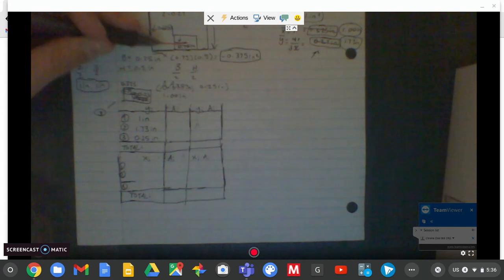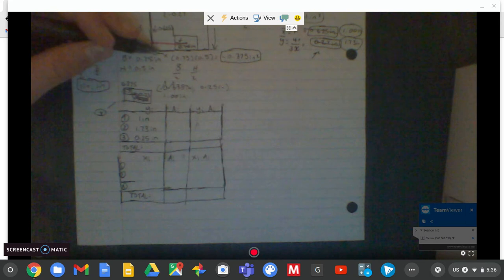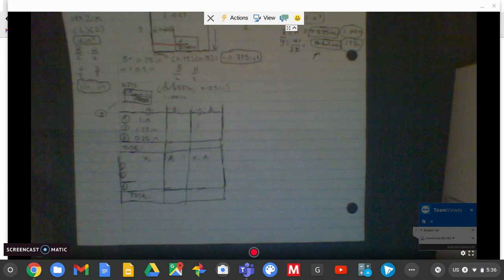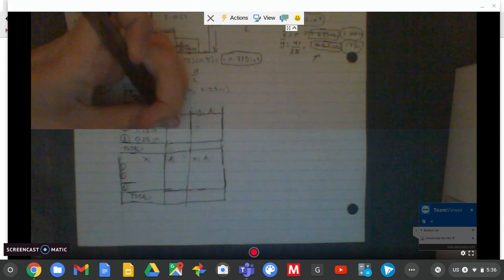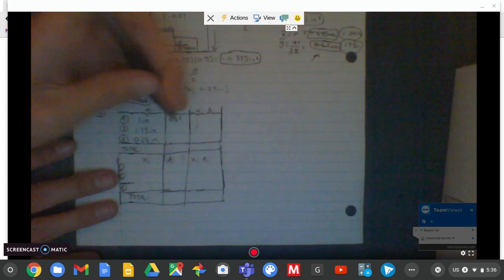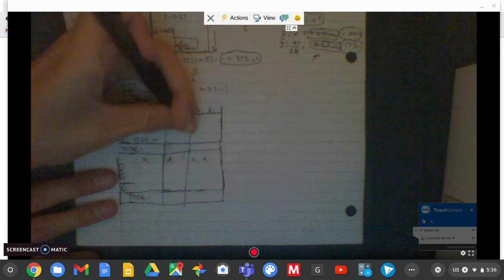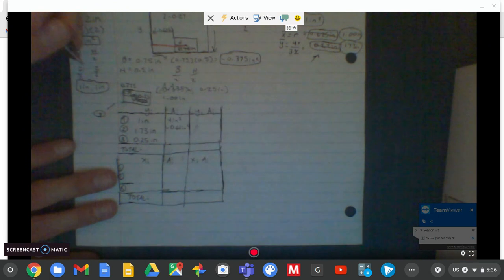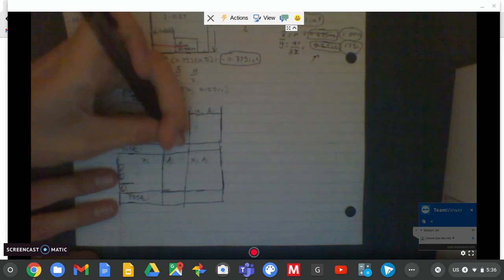Now, AI means the areas for the shapes. That's why we had to calculate the areas earlier. So we remember it was 4 inches squared for shape 1. For shape 2, it was negative 0.61 inches squared. And then also negative 0.375 inches squared for shape 3.